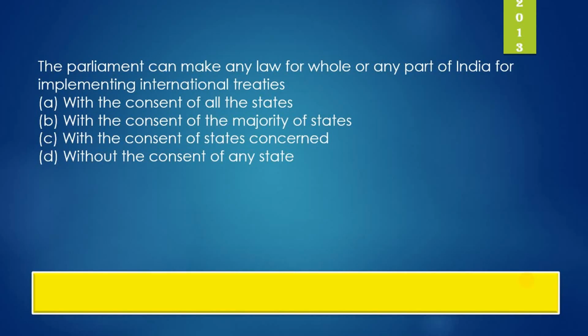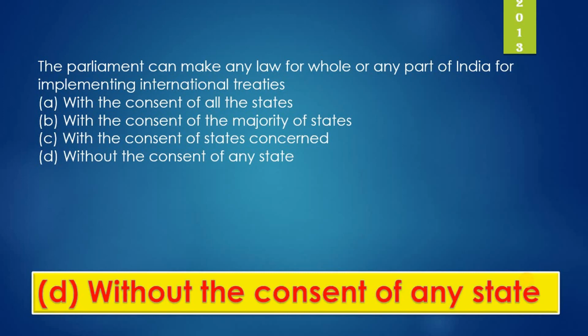Next question. The Parliament can make any law for the whole or any part of India for implementing international treaties with the consent of all states, with the consent of the majority of states, with the consent of the states concerned, or without the consent of any state. So the answer is without the consent of any state.